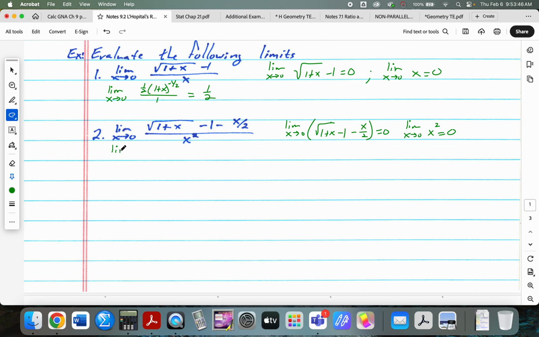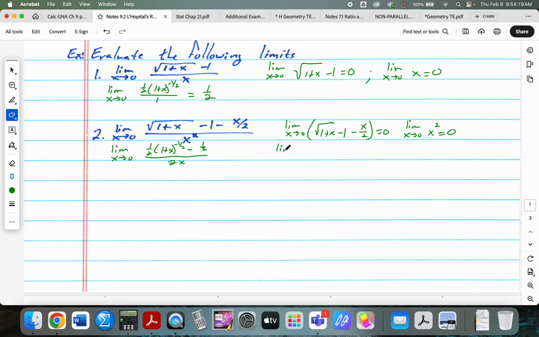We'll have the limit as x goes to 0 of 1/2 of 1 plus x to the negative 1/2 minus 1/2 over 2x. And I know why you're making the face, because they still come out to be 0, don't they?